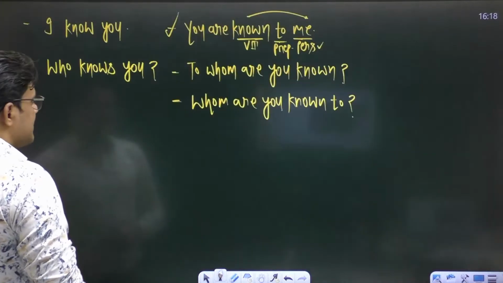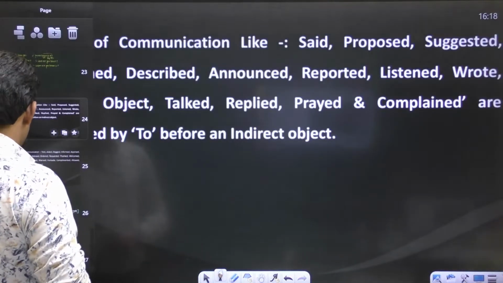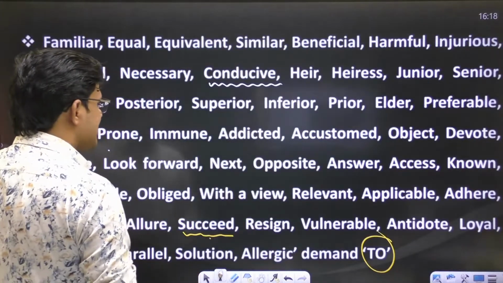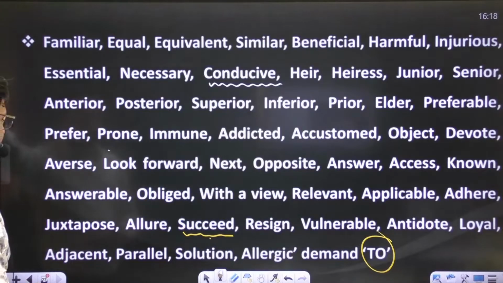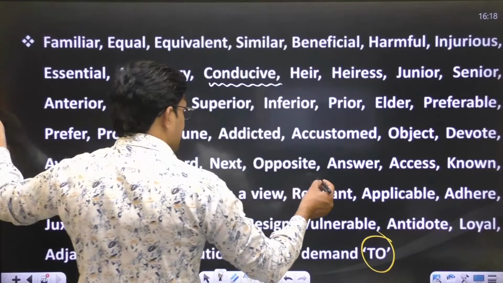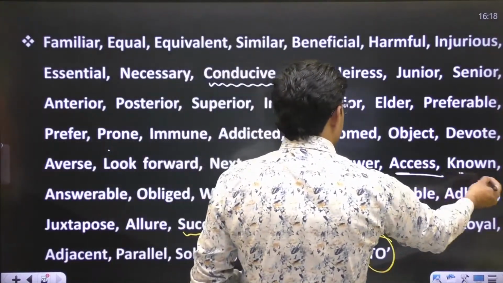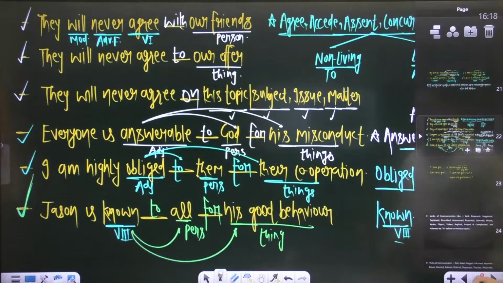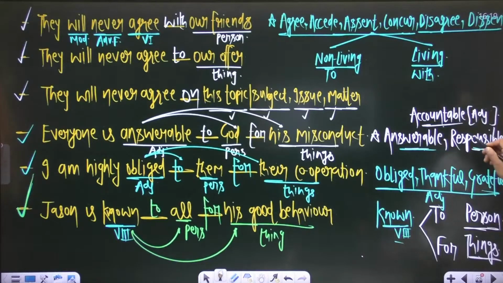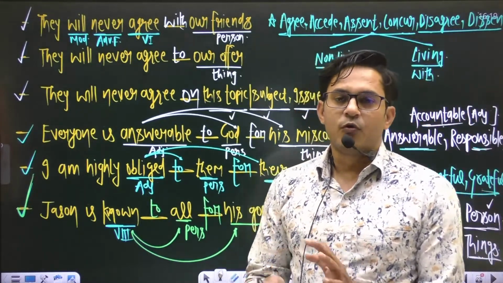Okay, in previous lectures we have discussed some words, like answer, which we have already discussed, or access. Just go through these sentences here. These are the words like answerable, responsible, accountable, obliged, thankful, grateful, and we have a verb. All these words demand the preposition to, and apart from to, they also demand the preposition for. Whenever we talk about persons, they demand to, and whenever we talk about things, these words demand the preposition for. So this is the concept.